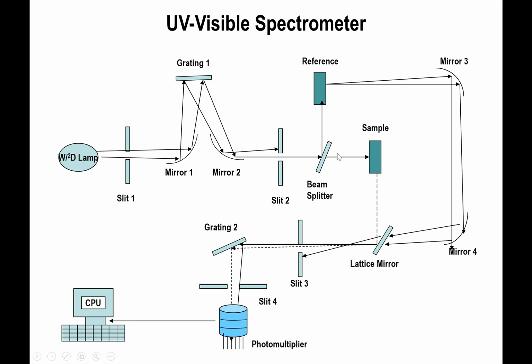But really what happens is that the light goes through the sample, and then gets redirected to a second grating that eventually makes it into a photomultiplier tube that converts this light source, this photon of light, into an analog signal that your computer reads out as the absorbance.